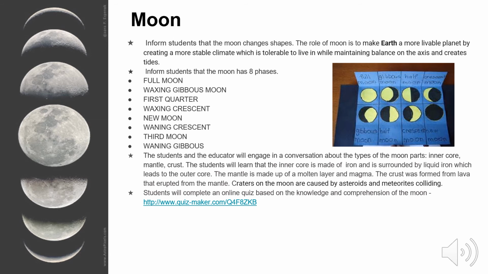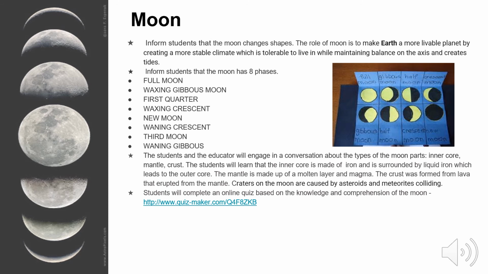Furthermore, the students and the educator will engage in a conversation about the types of moon parts: the inner core, the mantle, and the crust. The students will learn that the inner core is made out of iron and is surrounded by liquid, which leads to the outer core. The mantle is made out of a molten layer and magma. The crust was formed from lava that erupted from the mantle, so it all connects.